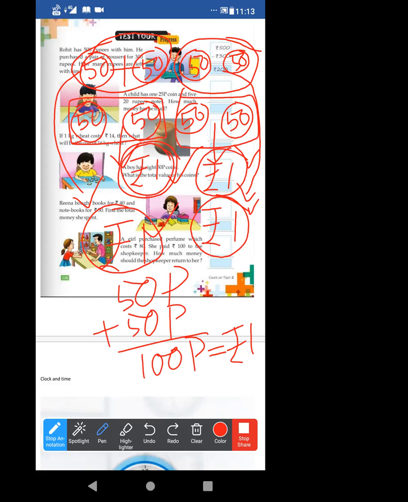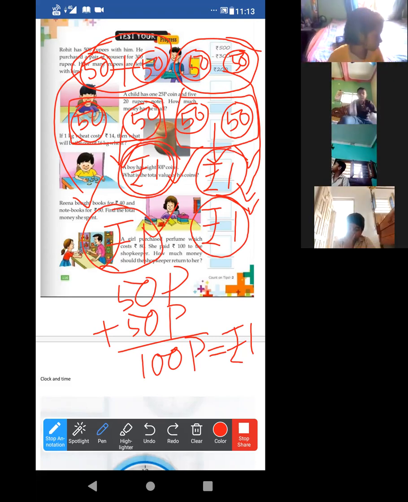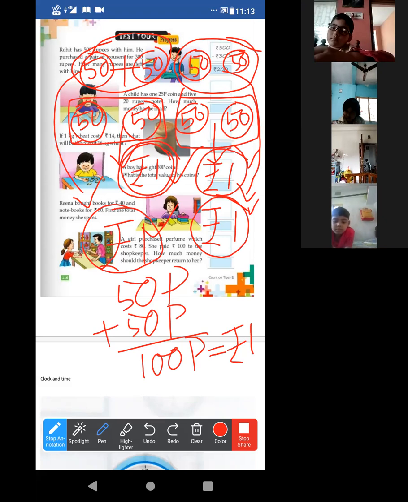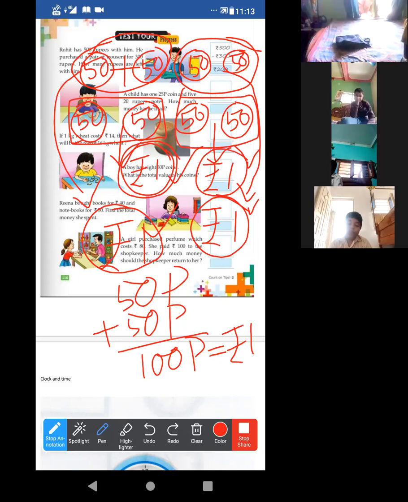Otrika, where are you going? During the class, if you move, you will be marked as absentee, okay? Sit properly. Acha, Alvira, understood? Anurag, Rishabh. Again, I am explaining.